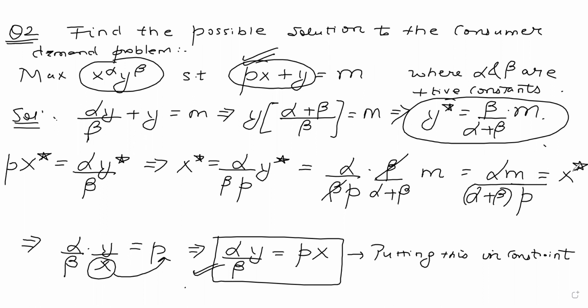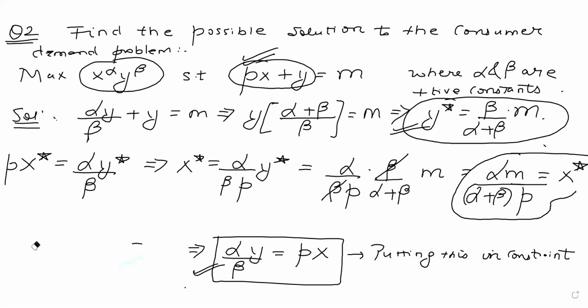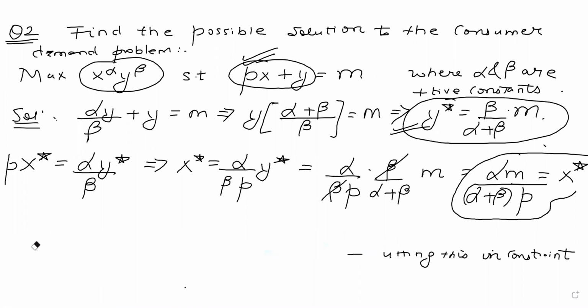Okay, so hoping students have understood this. For this particular problem, you can clearly see my x star and y star are as follows. X star is alpha upon alpha plus beta times m by p, and y star is beta upon alpha plus beta times m. We can even interpret this, since it was the optimization problem for the consumer in microeconomics, where the objective is to maximize utility subject to the budget constraint. This was your utility function and this was your budget constraint.